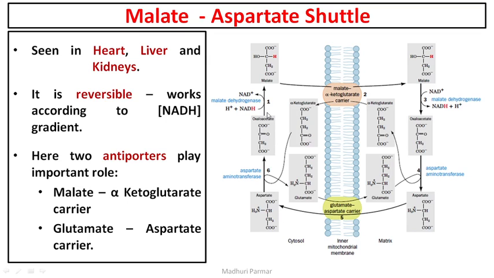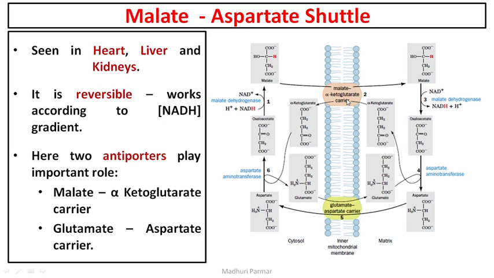So oxaloacetate to malate, the enzyme is malate dehydrogenase, and one molecule of NADH is used to reduce oxaloacetate. Now this malate, there is a transporter on the inner mitochondrial membrane, which is known as malate alpha ketoglutarate carrier, right? So remember, this is the first antiporter we talked about. What will this protein do? It will transport this malate from the cytosol into the mitochondria. Clear? And along with malate, what is it doing? It is transporting alpha ketoglutarate.